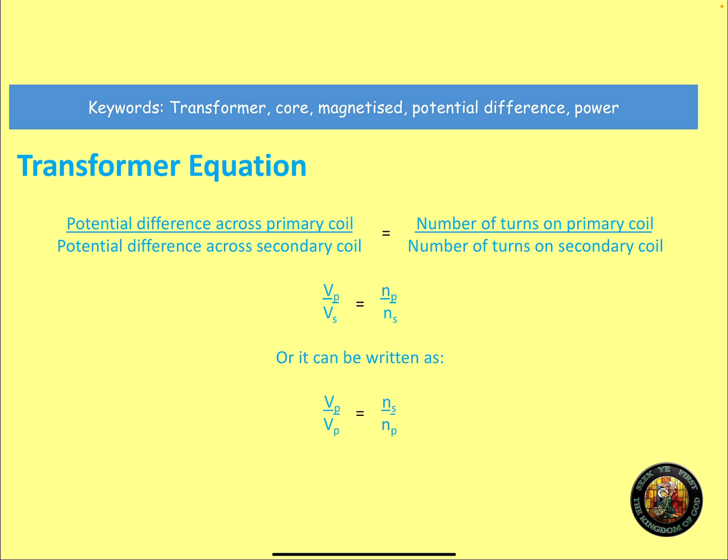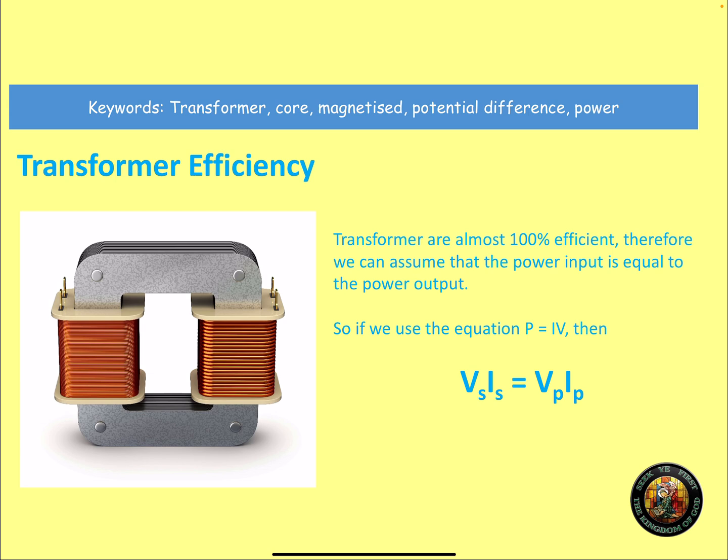So, transformers are almost 100% efficient. Therefore, we can assume that the power input is equal to the power output. As you'll know, power is I times V. So, using that, the potential difference in the secondary times the current in the secondary equals the potential difference in the primary times the current in the primary.